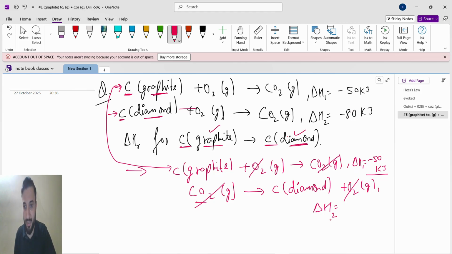Then at that time what will happen? There is a change in the sign. The value will remain the same, the sign will get changed. If it is plus, it will become minus. If it is minus, it will become plus. So here this is minus, it will become plus 80 kilojoule.